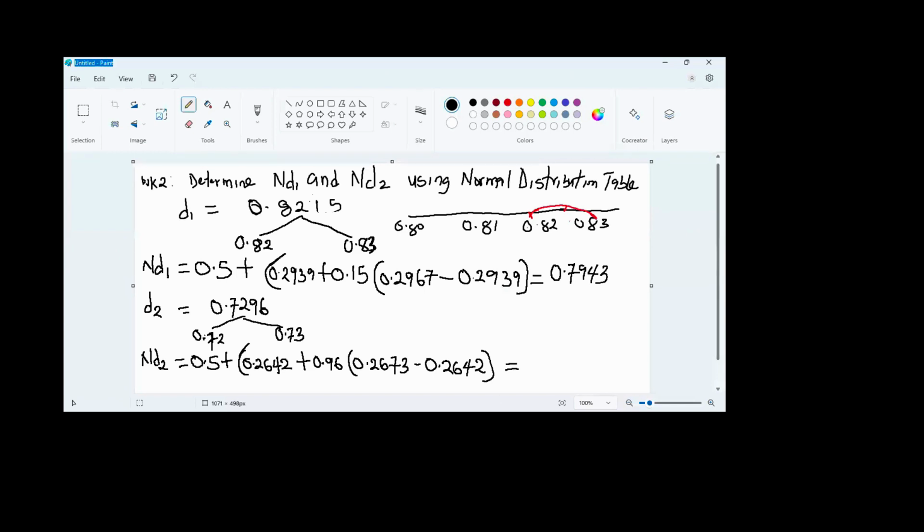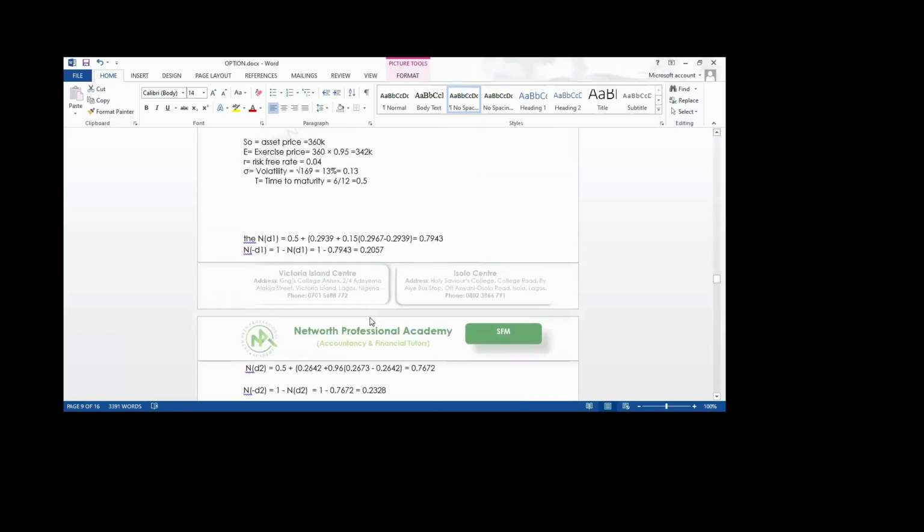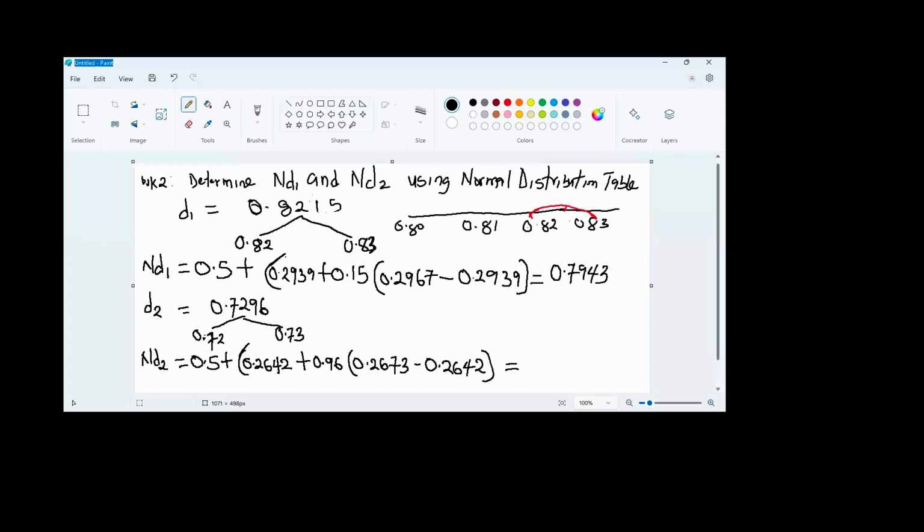Let me check quickly so that I can manage time also. Please still compute. The figure we got here was 0.7672. You should have 0.7672. All right, thank you. You have gotten ND1 and ND2. All right, we can save this.